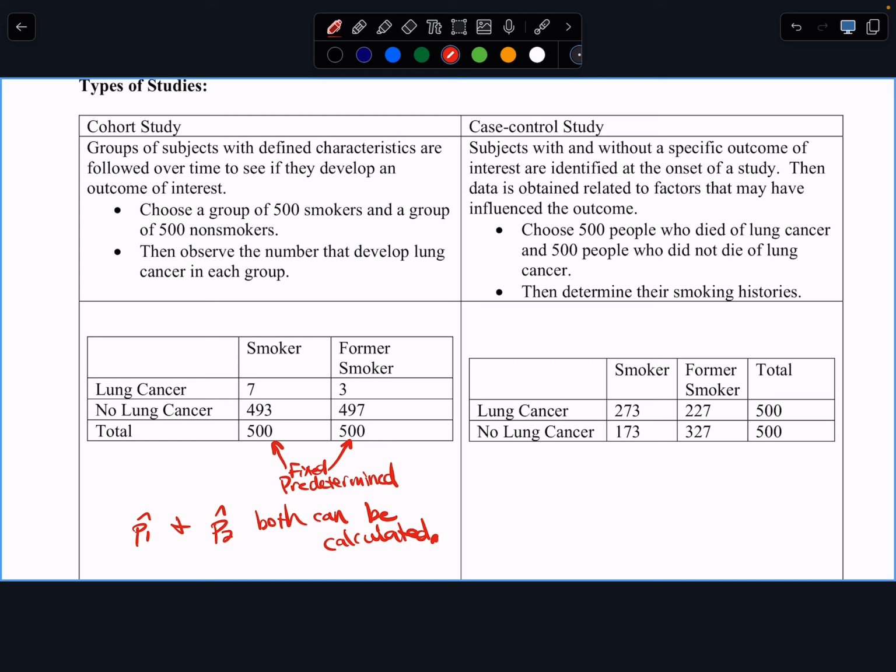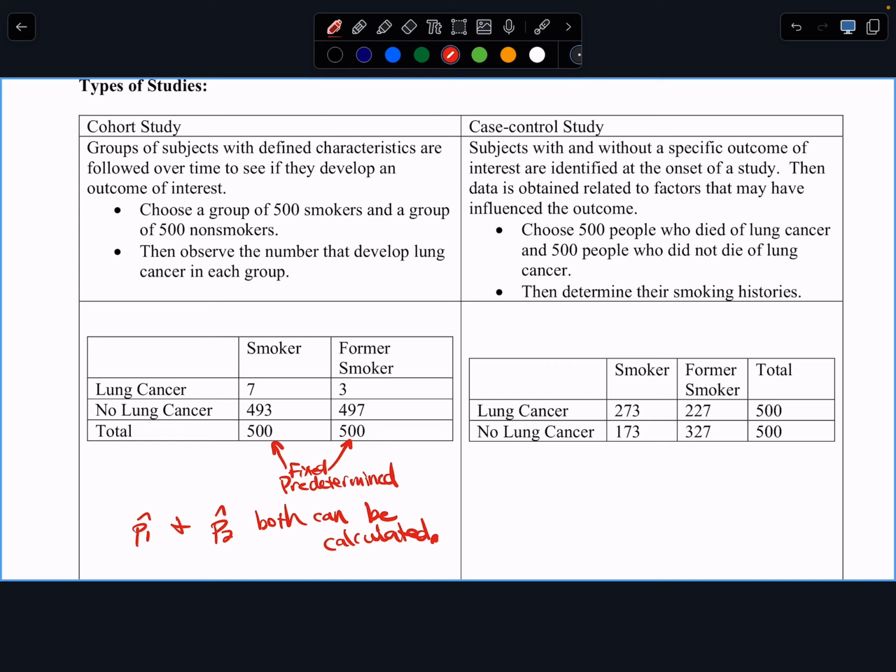So notice in this study, I know that smoking is related to lung cancer, right? So I'm going to fix or predetermine a sample of smokers and former smokers, right? But in a case control study, I'm going to get some cases and controls. I'm going to select some individuals who've developed or died from lung cancer, and some individuals who did not develop or die from lung cancer. I'm going to set that at the beginning, right?